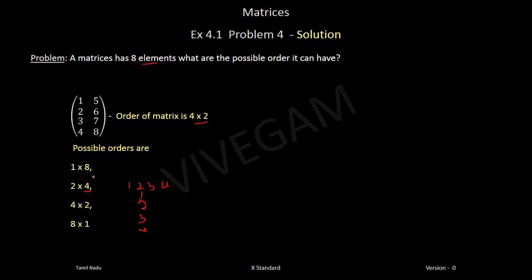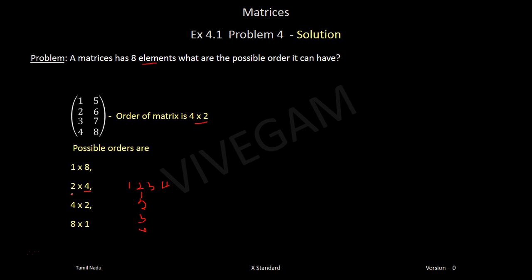So the key for this whole problem is that the number of elements is equal to the rows into columns. If you fix the rows, we can get the number of columns by dividing the number of elements by the rows. Or if you fix the columns, you'll be able to get the number of rows by dividing the number of elements by the number of columns. You have to be very careful because the number of columns and the number of rows will be a whole number. It cannot be a fraction.